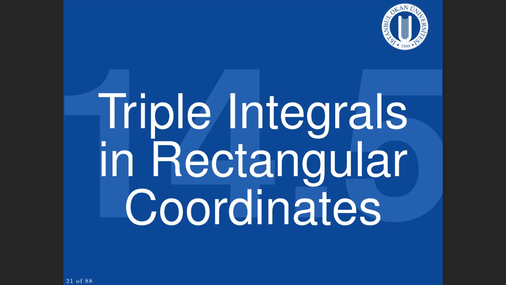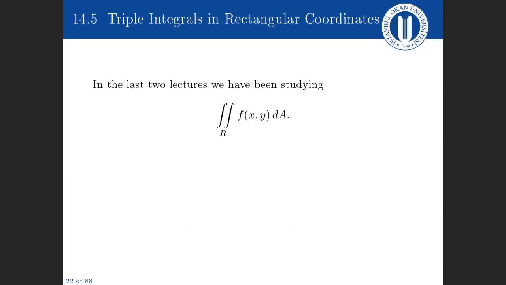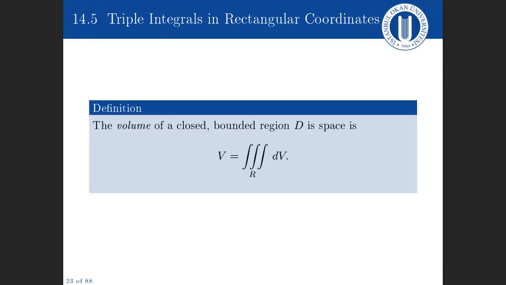Section 14.5 is about triple integrals in rectangular coordinates. In the last lecture and the start of today's lecture, we've been studying double integrals. Now we're going to look at triple integrals. Triple integral over some region D of f of x, y, and z, dV. dV is going to be our little bit of volume. And for example, we could use this to calculate the volume of a closed bounded region D in space, just by integrating the function 1.